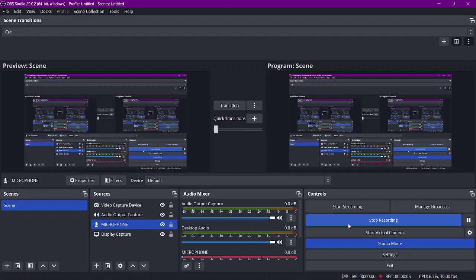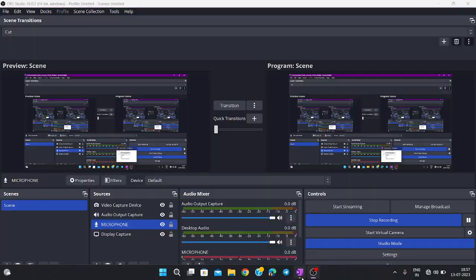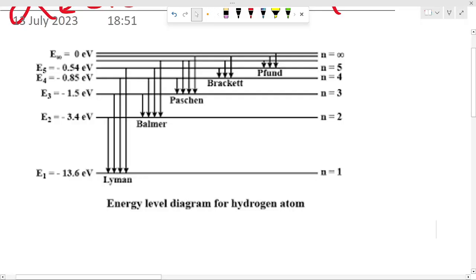So today I will start where I left off in the previous lecture of our atomic physics lecture series. Okay, so let's continue from there. Okay, let's start. I will start from the energy level diagram of the hydrogen atom.